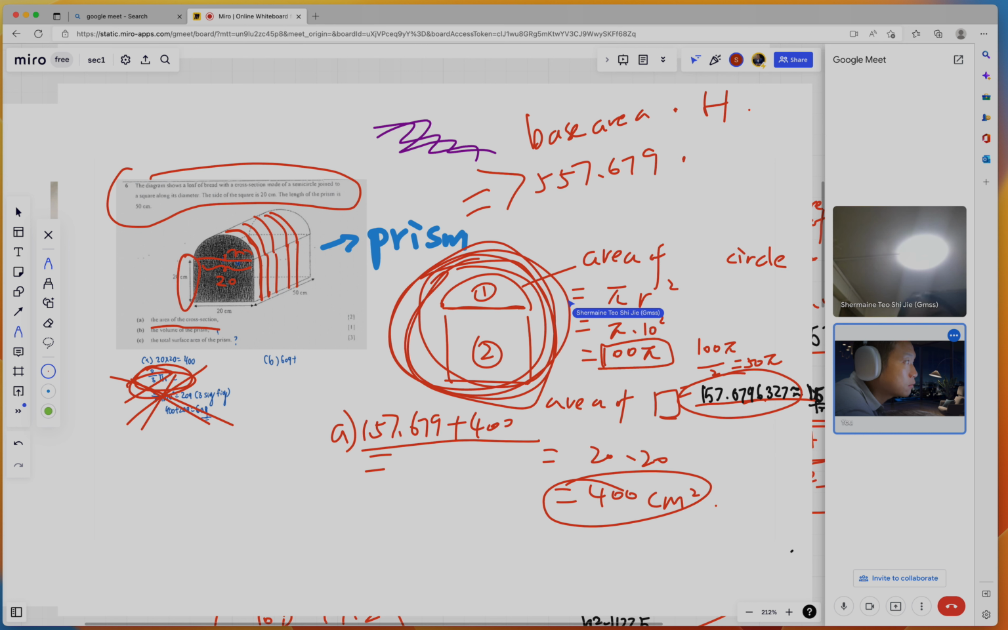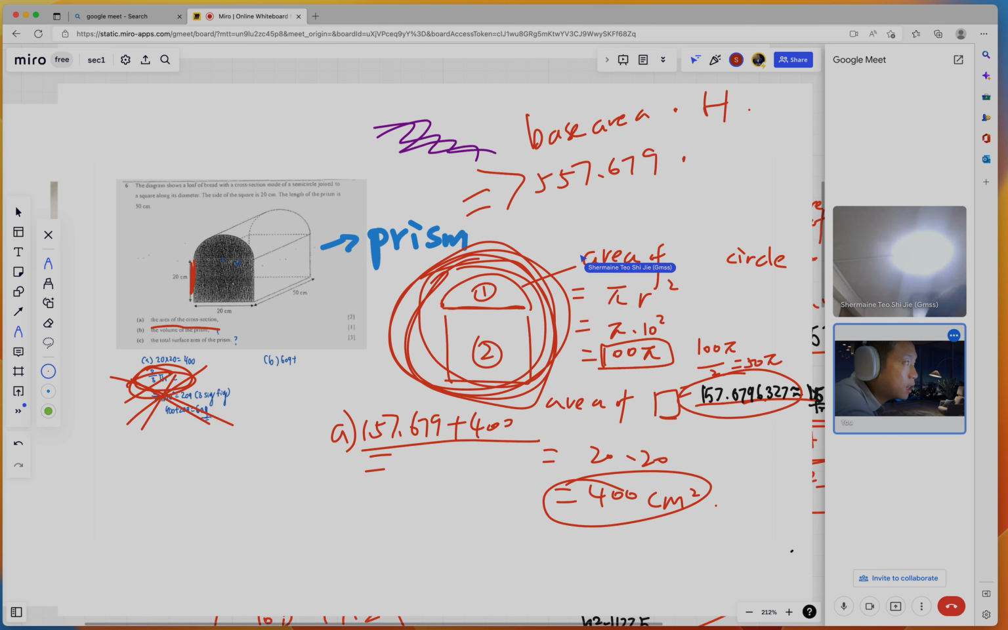This one or this one? Can you label the height? Which one is the height? This one or this one? So 20 or 50? Which one is the height? Yes. Why? Why here? Because if 20 is the height.